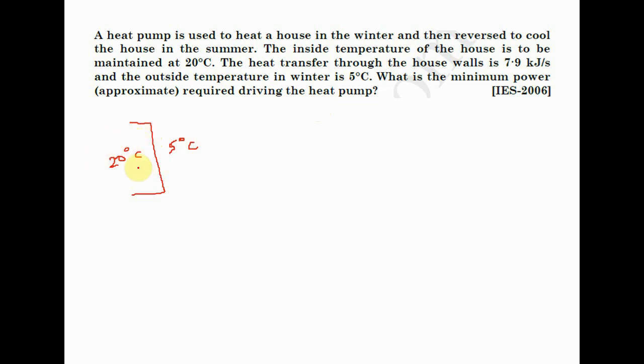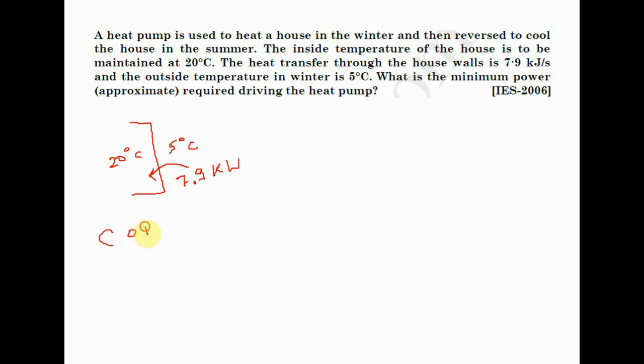In winters, we have to keep the inside of the house warm as compared to the outside. Outside we have low temperature in winters, and inside we need a higher temperature. So we use a device known as a heat pump. The heat pump will add heat equal to 7.9 kilojoule per second, that is kilowatts. This much amount of heat it is adding. So what is the minimum power required?